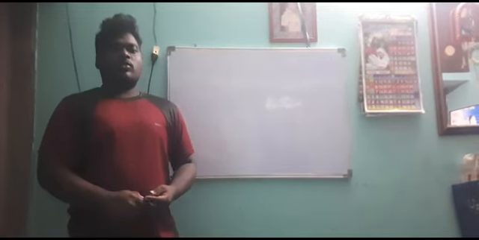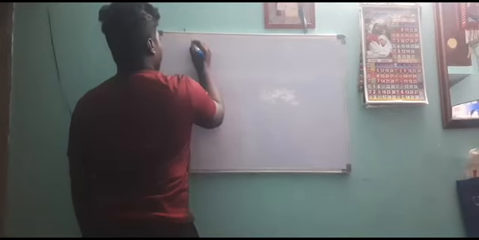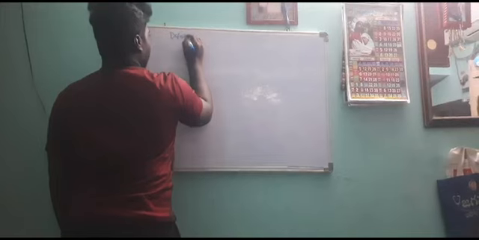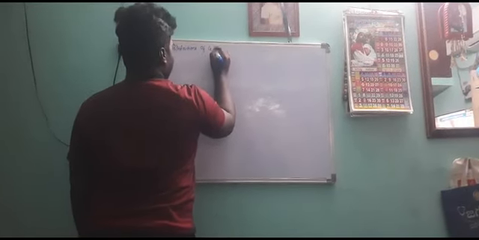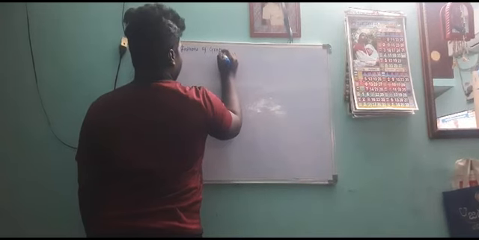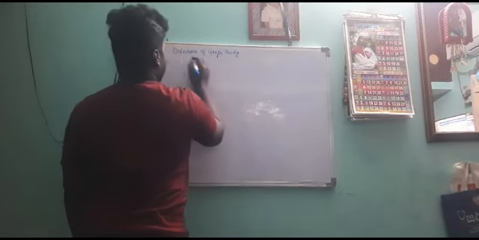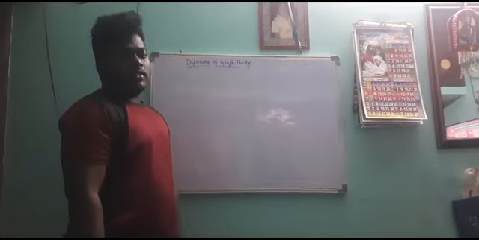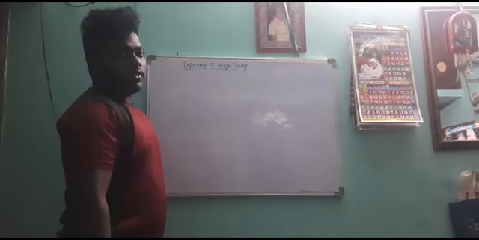Now the topic is about definitions of graph theory. First, we will see what is graph. A graph is a set of vertices and edges which are combined. Let's see what is graph.